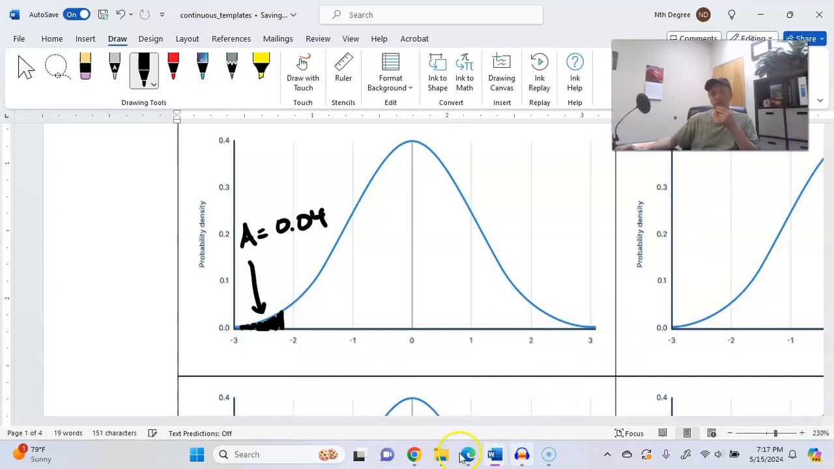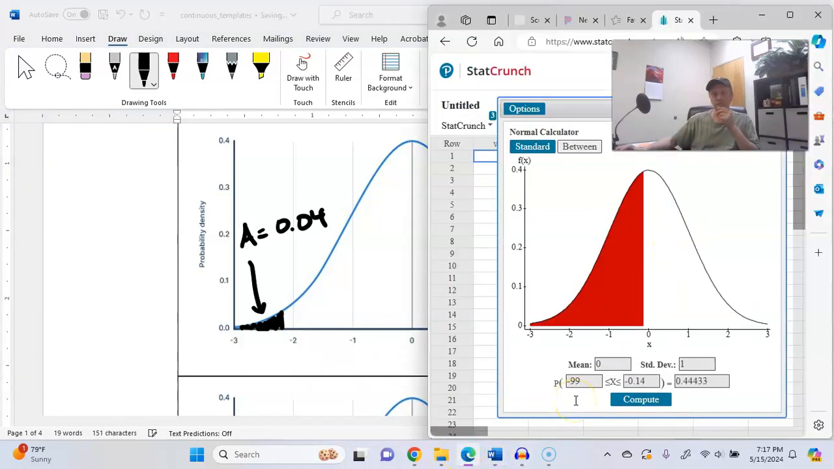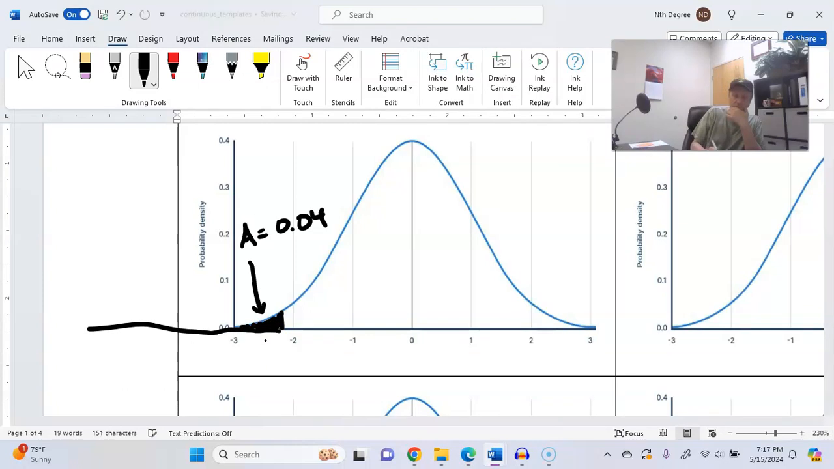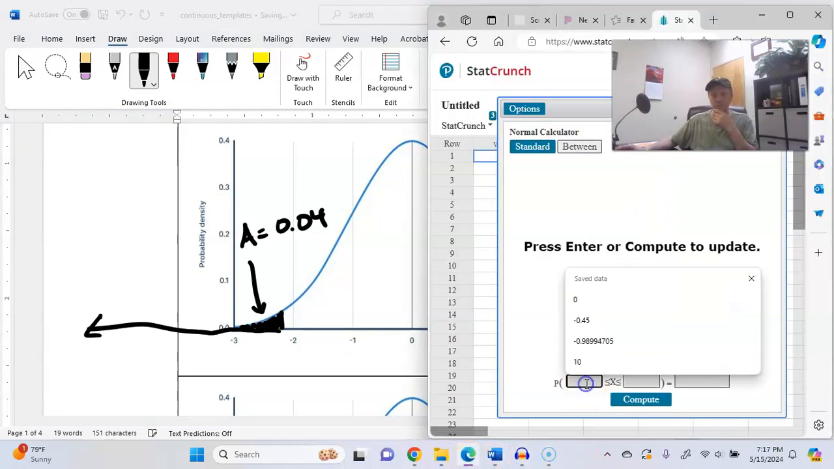So when we go to StatCrunch, we need to type in 2 of these numbers, and it'll tell us the third one. So let's think about what we know and what we don't know here. We need to know the minimum, the maximum, and the area. Do we know the minimum value, the minimum z-score in this interval? Yes, we've seen this before. This interval goes all the way off to negative infinity. So we can enter in the minimum as negative 99.